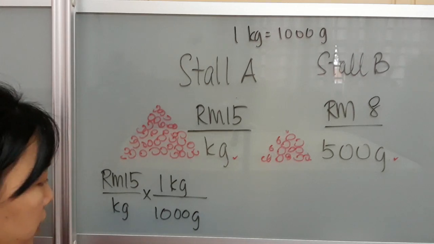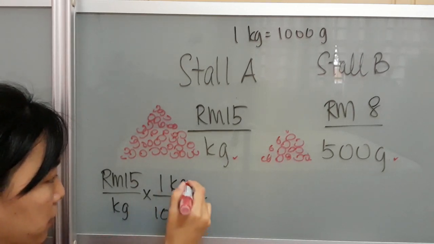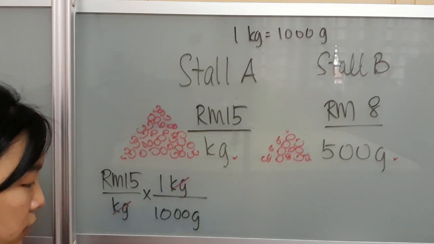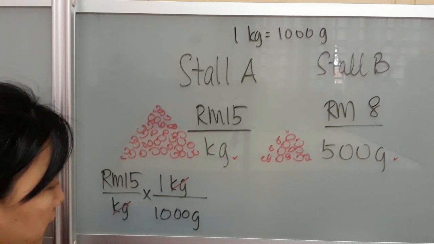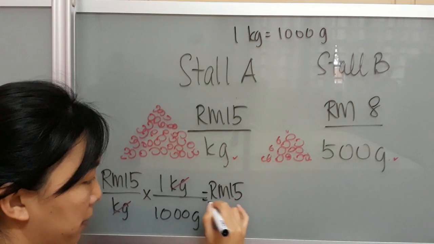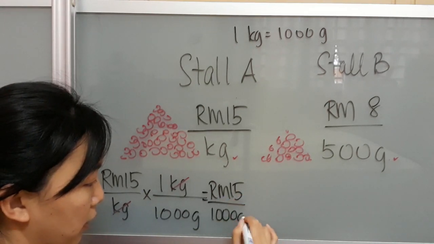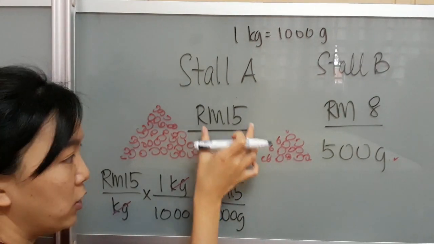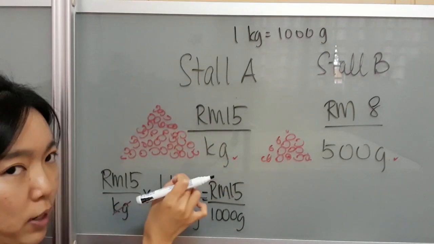What can we do here? Top, bottom, slash off. And then we know that we have RM15 per 1000 gram. We pay 15 ringgit Malaysia for 1 kg of tomatoes.